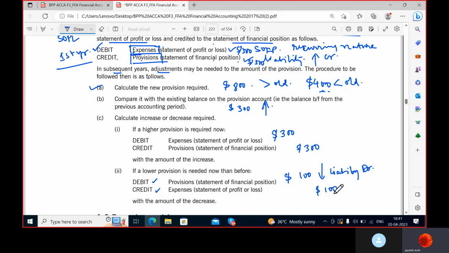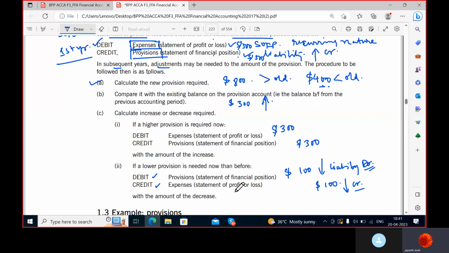Yes, ma'am. And same is the nature of expense. Expense decreases, we show it in the credit side. Liability decreases, we show it in the debit side. Expense decreases, we show it in the credit side. I hope you are aware about these effects. Yes, ma'am, I am. Okay.